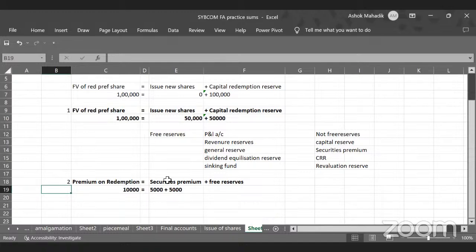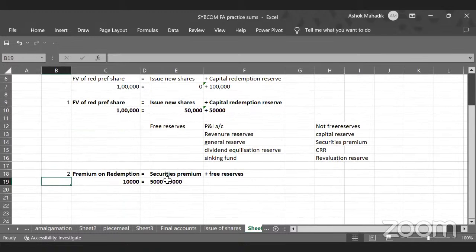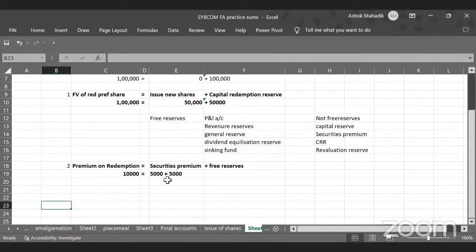Now I'll tell you the entries which you have to pass in order to record these. Just a minute.